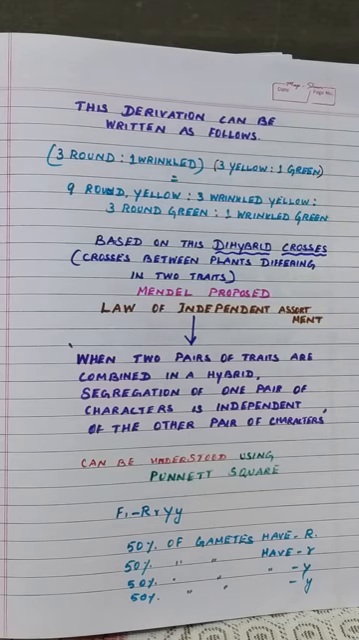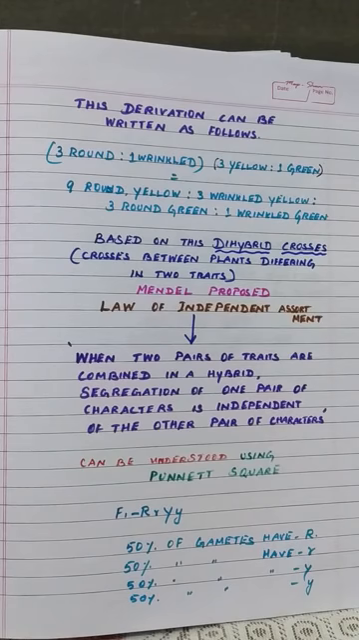So the separation or the formation of gametes is independent of the other pair. So when 2 pairs of traits are present in a hybrid, the 1 pair of characters segregate independently, and the other pair they segregate independently. That is the law of independent assortment. This law of independent assortment can be easily studied by using this Punnett square. Already we studied about this Punnett square.